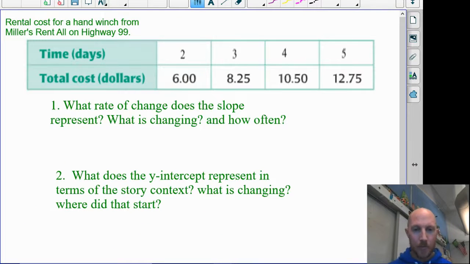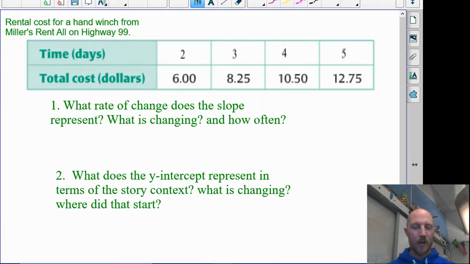So let's take a look at some examples. Here we've got a table. Let's look at a couple of tables, and we'll do some examples with equations. So here's the cost of a hand winch from Miller's Rental over there on Highway 99. You can see the numbers there in the table. Question number one: what rate of change does the slope represent?